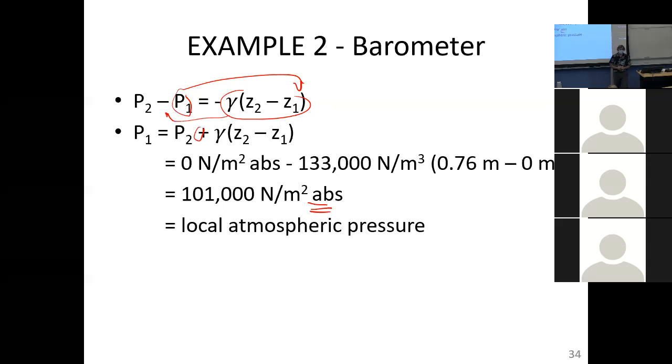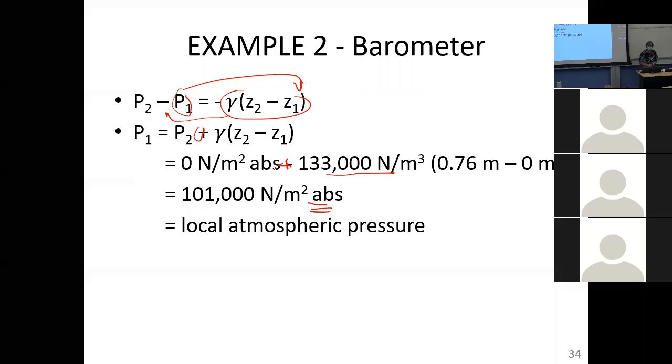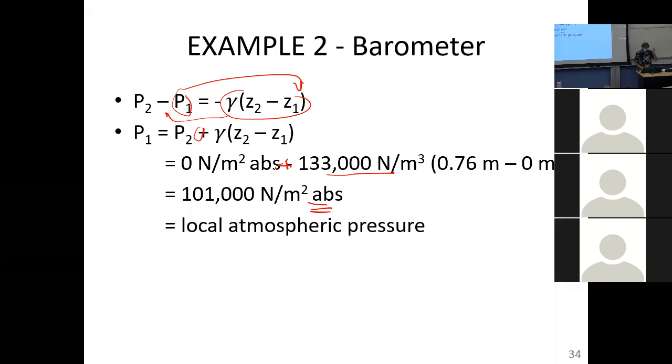Then why is the 133,000 negative? Why is this negative? Yeah. Probably because I screwed up. That's a good point. That should be a positive. Otherwise, I get a negative atmospheric pressure. Okay. So 1 point for me, 1 point for you.